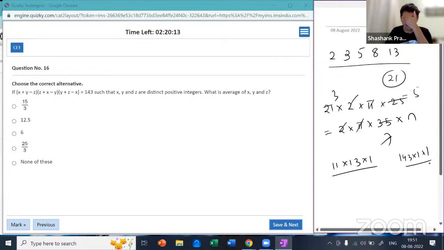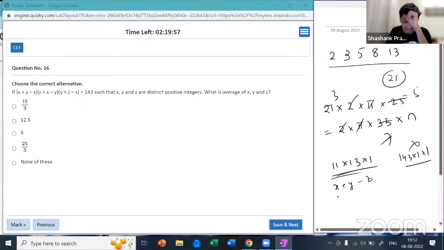But 143, 1, 1, I think if x plus y minus z equals z plus x minus y, then I get x cancelled, 2y equal to 2z, y equal to z, which is not possible, distinct positive integers. Yeah, so this is not a possibility, this is the possibility. Now the second part is a little tricky.